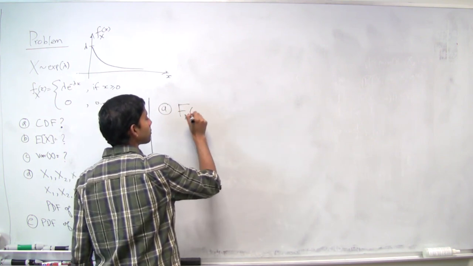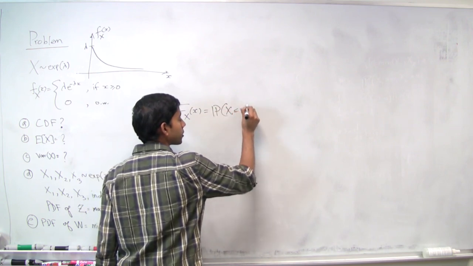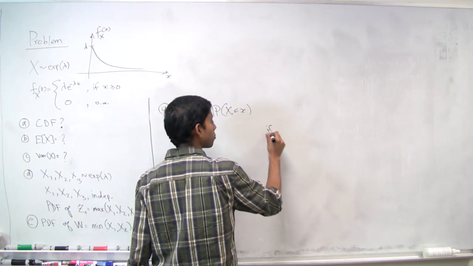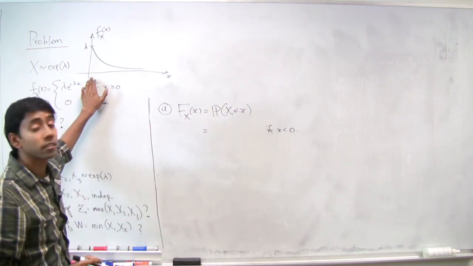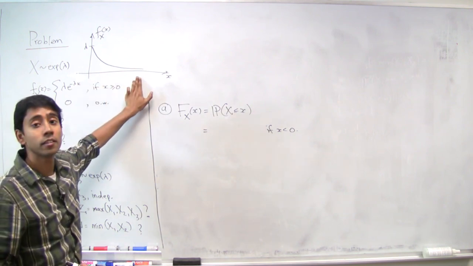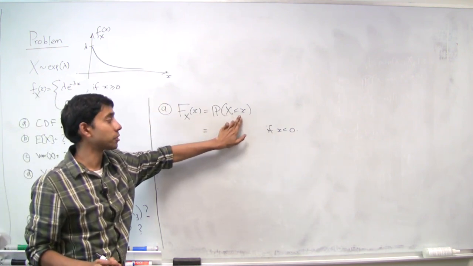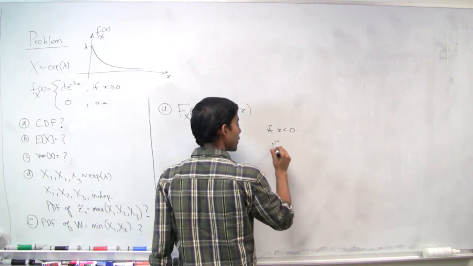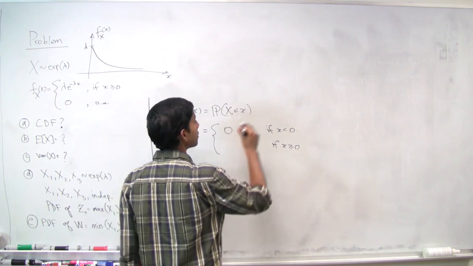The CDF of X is the probability that X is less than or equal to little x, right? Let's look at some cases here. What if little x is less than 0? Well, the random variable only takes on non-negative values, and so the probability that X is less than or equal to some negative number is going to be 0, right? On the other hand, if x is greater than or equal to 0, we do actually have to integrate here.